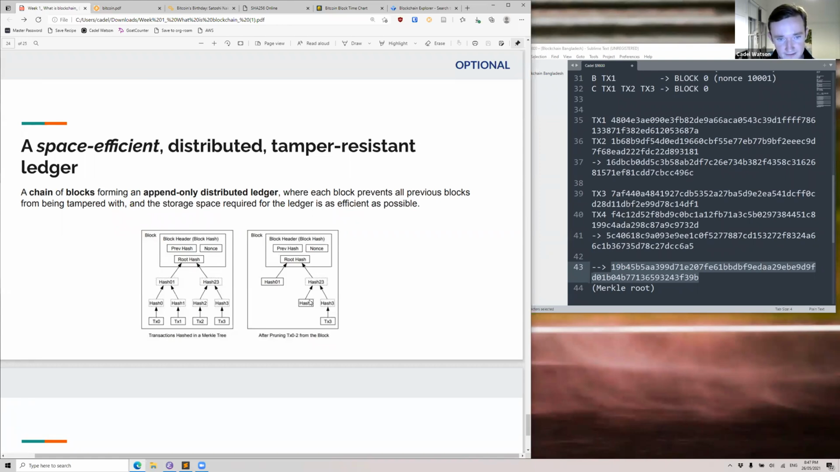So yeah, in summary, we prune the transactions that we're not interested in to save space. And that gives us a space-efficient, distributed, tamper-resistant ledger. And that's our final definition.